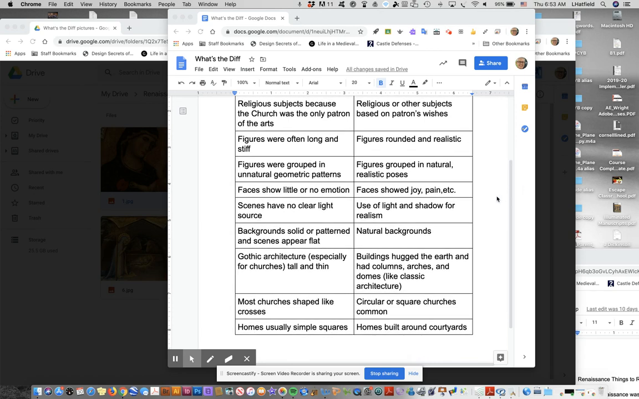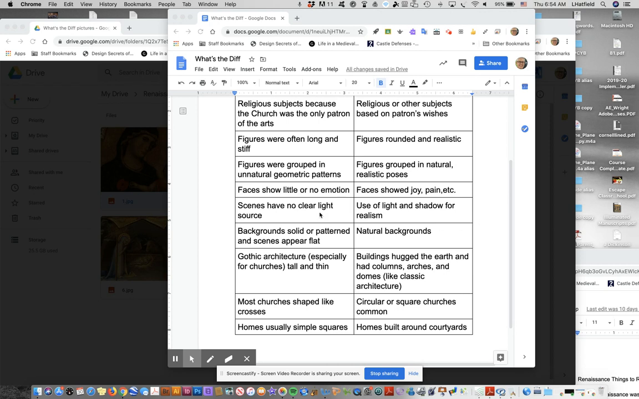When you see figures in the Middle Ages, they're grouped in ways that don't look like ways that normal people would sit. It doesn't look like sitting at a table, or sitting on a chair, as opposed to the Renaissance where people are natural and realistic.